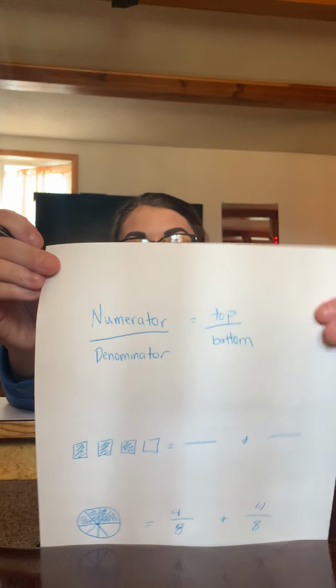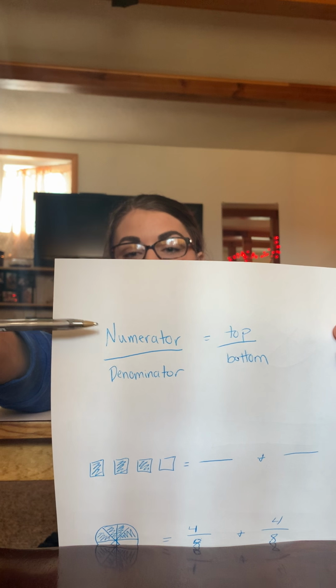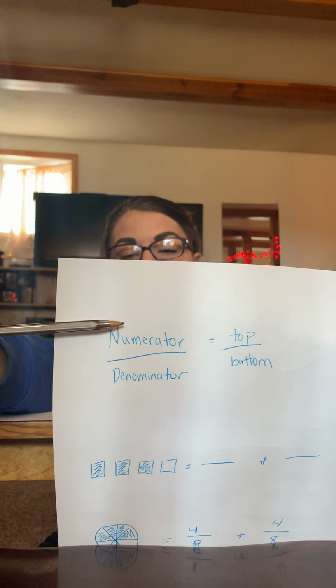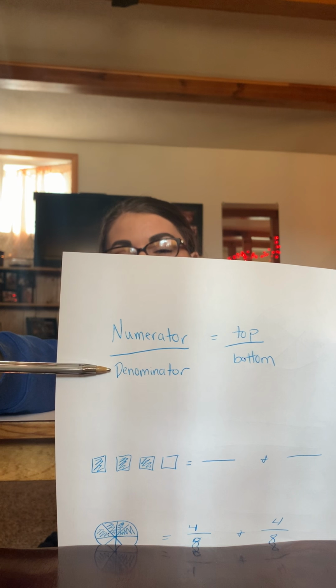So we're going to start with going over what numerator means and what denominator means. Numerator is the top number of the fraction, and denominator is the bottom number. So here's a little hint for you right here. I have numerator on top and denominator on the bottom. So top and bottom. Numerator is on top. Denominator is the bottom, okay? So those are some of our vocab words we'll be working with throughout this lesson that are super important.